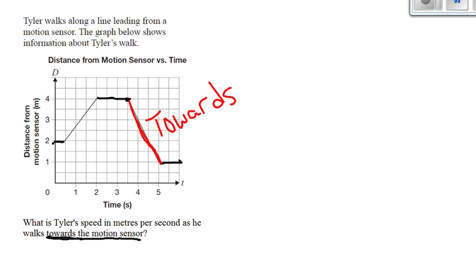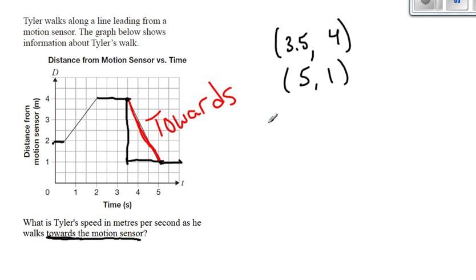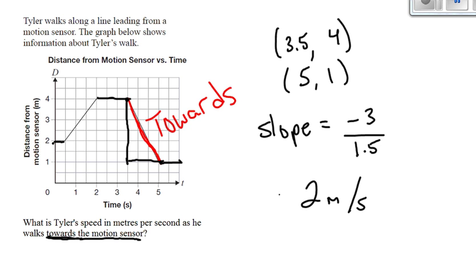So again, I can take the points that represent the endpoints. So one of them is at 3.5 seconds and 4. And the other point here is at 5 seconds and 1. So I can use the slope formula, or I can use the graph. I go down 3 and over 1.5. So the slope would be down 3 over 1.5, and that is 2 meters per second when I reduce it in my calculator.